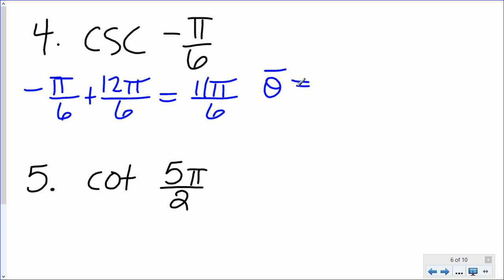Okay? All right. So then, find your reference angle. The reference angle is pi over 6, because the denominator is always the same. All right, think of that ordered pair. It is square root of 3 over 2, comma 1/2.